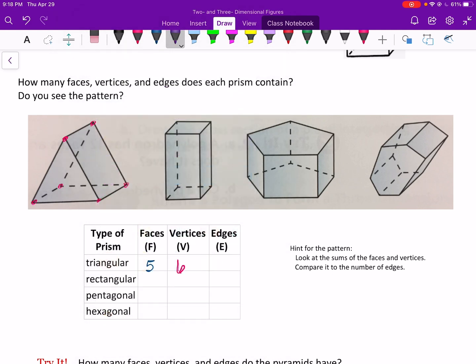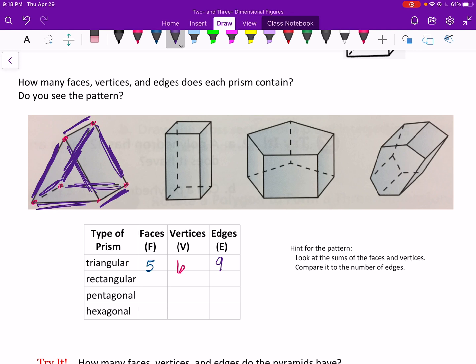All right, here we go. I'm going to go around the triangles first. So here's 1, 2, 3. In the back, 4, 5, 6. And then we'll get the ones around the outside. 7, 8, 9. So that triangular prism has 5 faces, 6 vertices, and 9 edges.